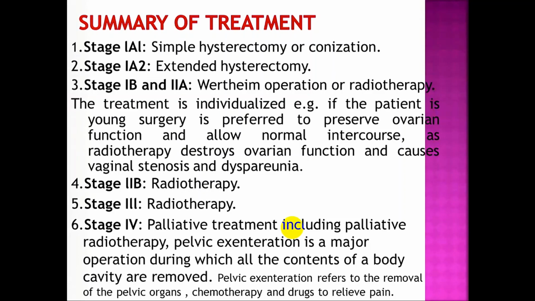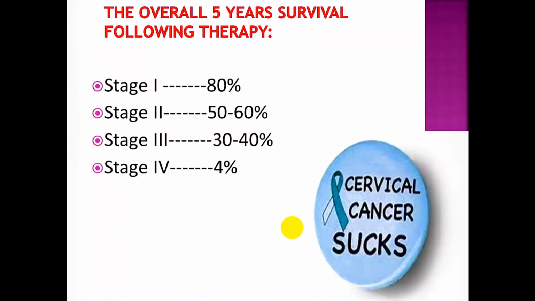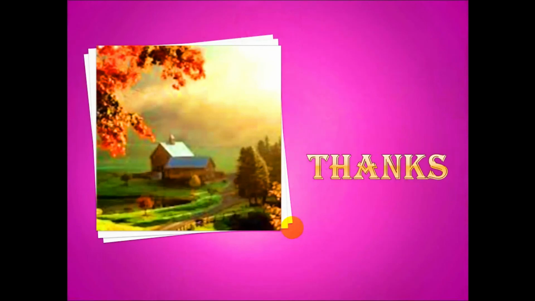Pelvic exenteration is a major operation during which all the contents of the pelvic cavity are removed. Pelvic exenteration refers to the removal of the pelvic organs. Chemotherapy and drugs to relieve pain. The overall 5-year survival following therapy: Stage 1, 80%; Stage 2, 50 to 60%; Stage 3, 30 to 40%; while Stage 4, 4%. Thank you very much.